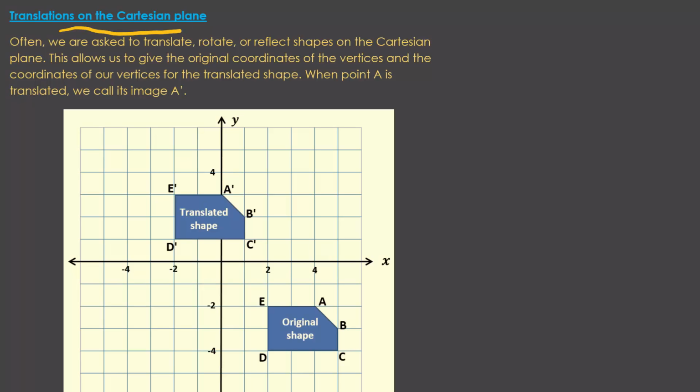Translations on the Cartesian plane. Often we are asked to translate, rotate, or reflect shapes on the Cartesian plane. Cartesian plane being the regular coordinate axes that you know and love.